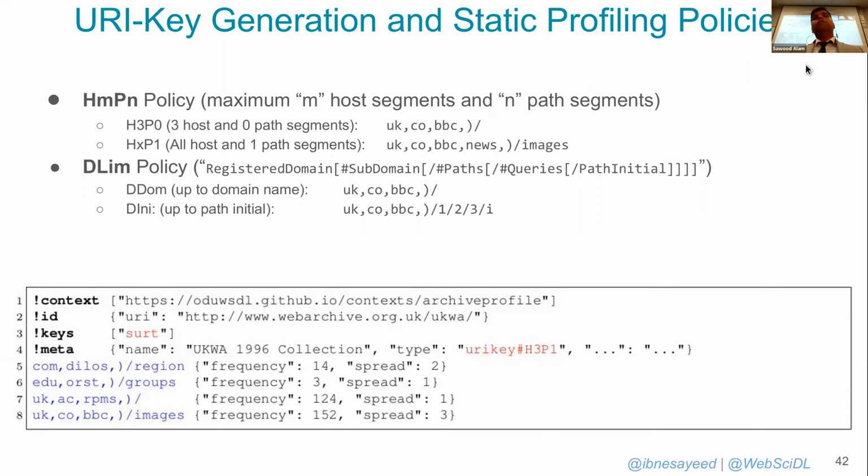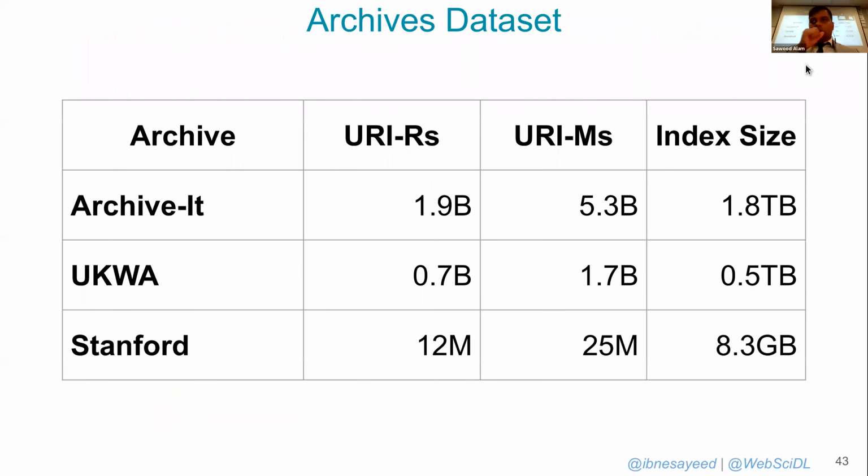And then DLIM policy, we only take the registered domain, and after that, we just count how many subdomain segments there are, how many paths, and those numbers are put together. And with these techniques in place, we can create archive profiles, as illustrated at the bottom. So for each key, we can tell how many mementos are there in the archive, right?